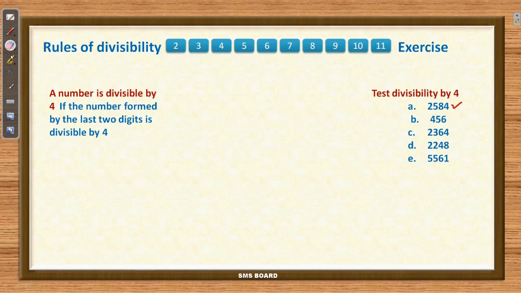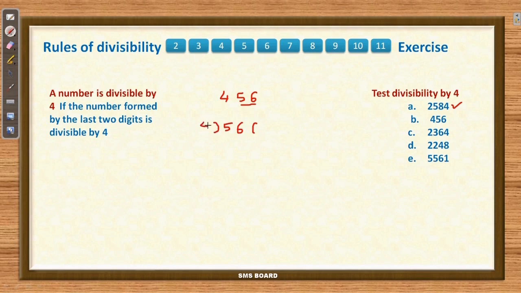Let us discuss the second problem, 456. The number is 456, the last two digits are 56. So 56 is divisible by 4. The number is divisible by 4. That is the rule. So we will discuss whether it is divisible or not.